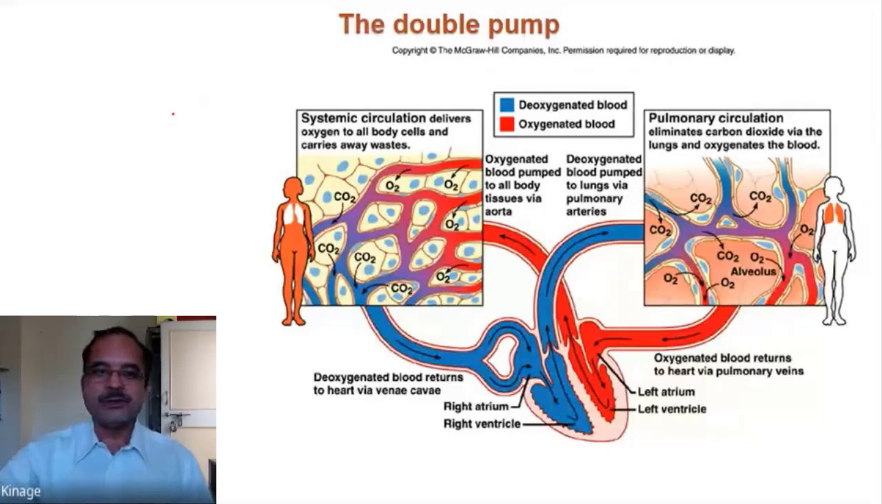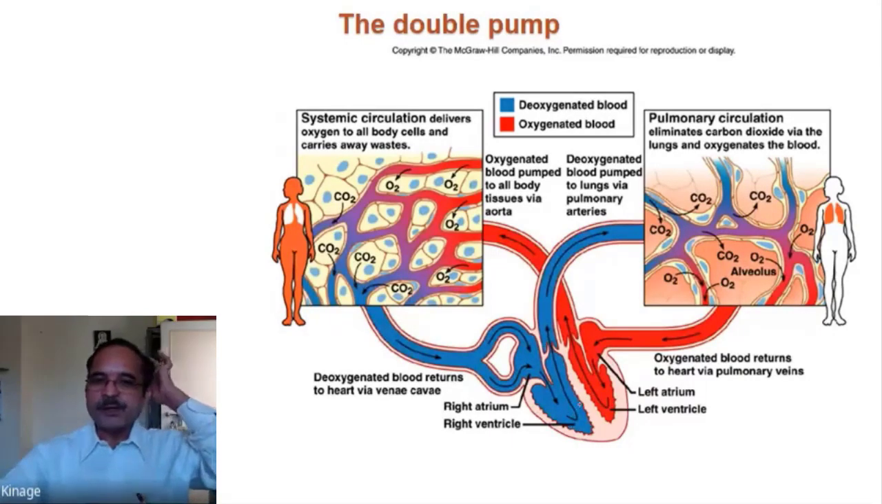Okay, so we have discussed the capillaries, and now let us see what exactly happens. We have seen earlier that the heart works as a two-stage pump. What you see here in red color is the oxygenated blood, and the blue color is the deoxygenated blood.